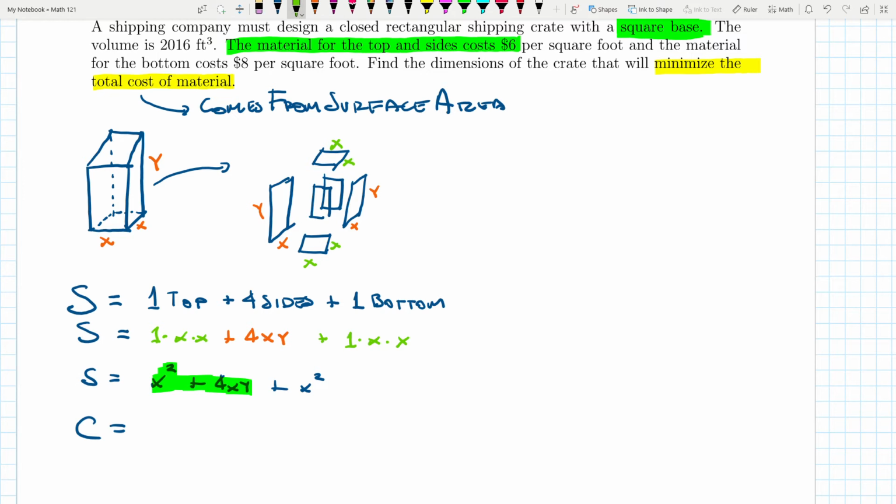So one top and the sides cost $6. That is 6 times x squared plus 6 times 4xy, which is the setup for the sides. And the material for the bottom is $8 per square foot. That is $8 times x squared.